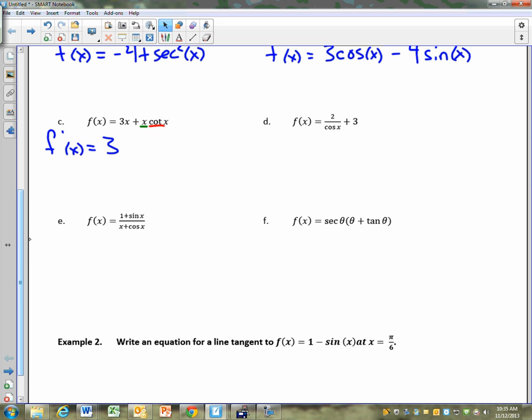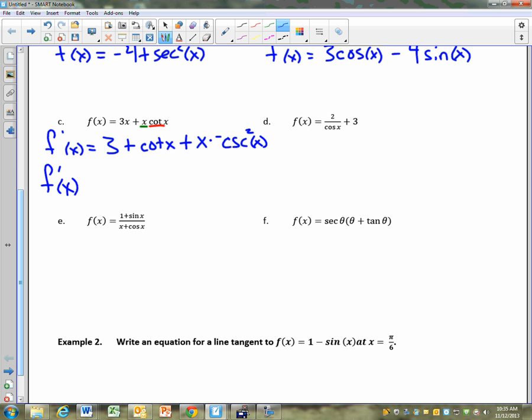And the product rule says derivative of x is 1. So 1 times cotangent of x, and then plus x times, what's the derivative of cotangent? Negative cosecant of x squared. And so if you write this out, you end up with f prime of x is equal to 3 plus cotangent of x minus x cosecant squared of x. And that's what we get.